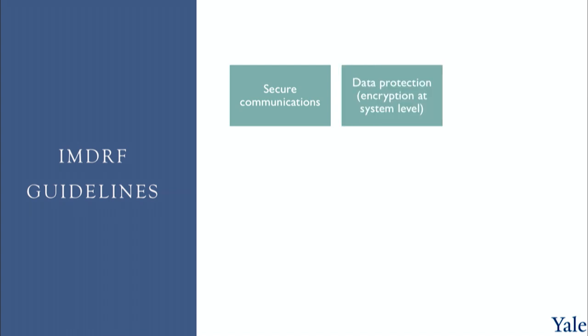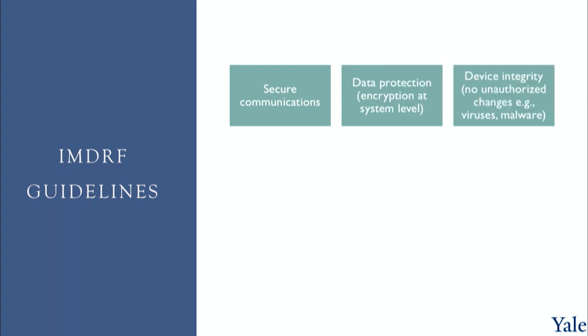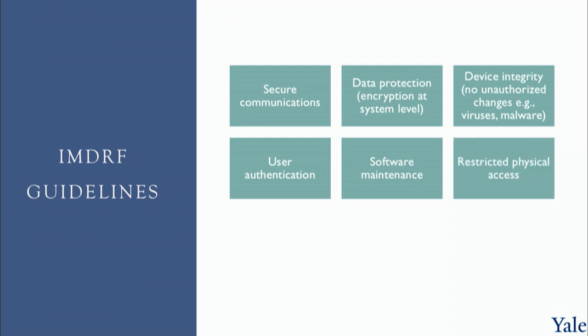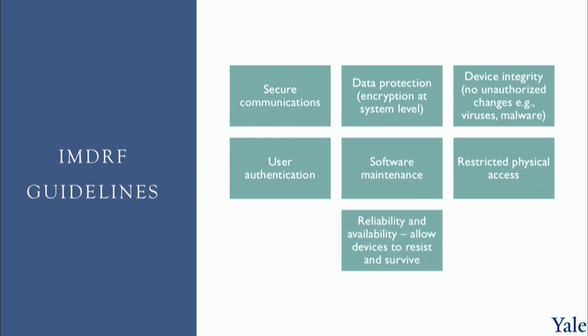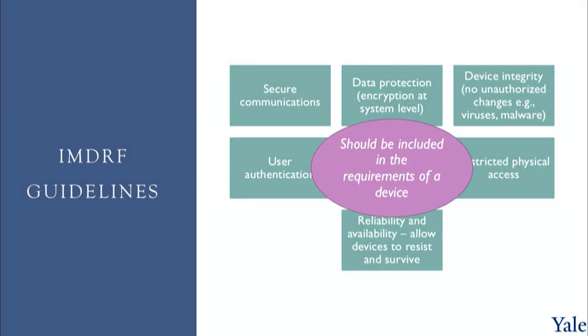And the IMDRF, in its guidelines, and this is all we're going to talk about from these guidelines, gives a number of things that we have to keep in mind as we design software. So we have to secure communications. We have to have data protection, which often means encryption at a system level. We have to have device integrity, no unauthorized changes, for example, viruses or malware. We have to have user authentication, software maintenance, and we have to restrict physical access. So usually when you have access to a physical computer, you can take the hard disk out, you can do all kinds of things. And we have to have reliability and availability. We have to allow devices to resist and survive changes.